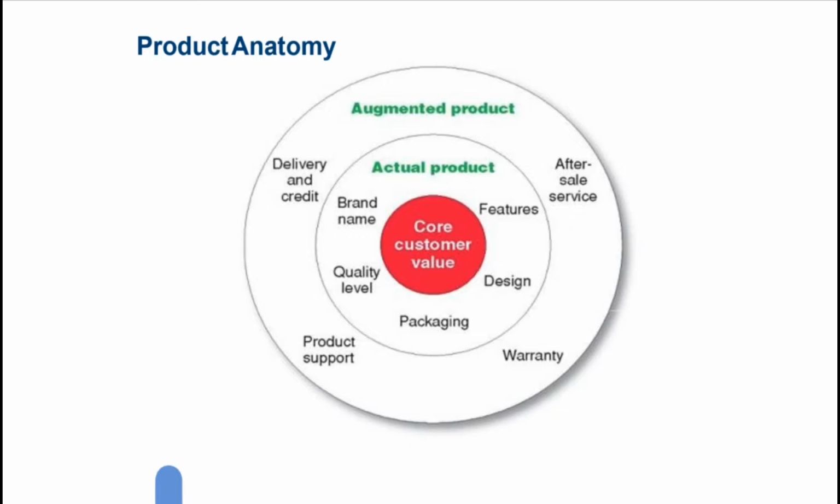At the second level, product planners must turn the core benefit into an actual product. They need to develop product and service features, a design, a quality level, a brand name, and packaging. Finally, product planners build an augmented product along with the core benefits and actual product by offering additional consumer services and benefits. The iPad is more than just a digital device. It provides consumers with complete connectivity solutions.